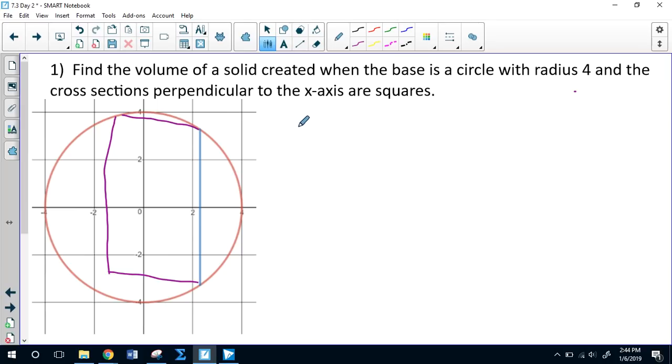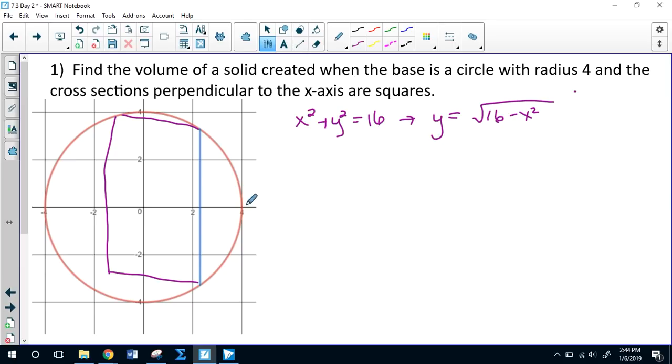So the first thing I'm going to do, draw a diagram, got that done. Second thing, write the formula for the base. The base is a circle with a radius of 4, so that's represented by x squared plus y squared equals 16. The cross sections are going this way from left to right because they're perpendicular to the x-axis. So that means we're adding them up this way, which means I need to solve for y by itself, or in terms of x. So I get y equals the square root of 16 minus x squared.